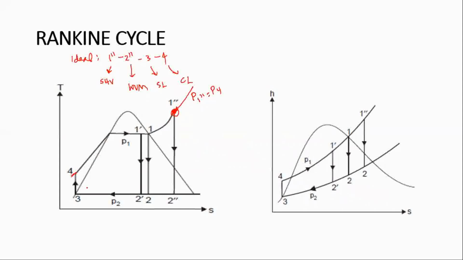Kasi nasa labas siya ng curve, nasa SHV region siya. So at point 1 to point 2, since TS diagram to, 1 to 2, pababa. Ayan, S is equal to C. So ibig sabihin, S1 is equal to S2. Kaya vertical line yan. So ito yung pumasok yung steam sa turbina and then lumabas, and then nag-generate siya ng work, which is work ng turbine.